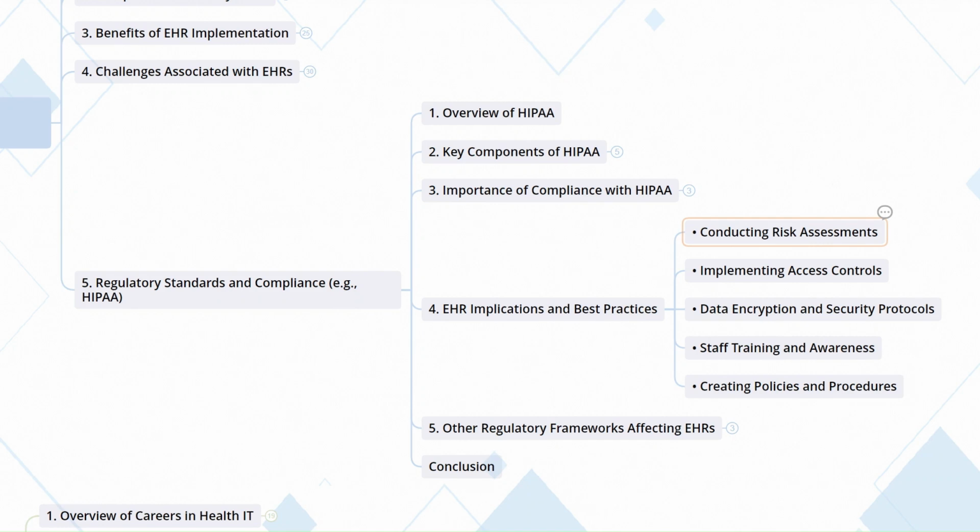Regular risk assessments should be performed to identify vulnerabilities in EHR systems and processes. Organizations must address identified risks through appropriate security measures and physical safeguards. Implementing access controls. Organizations should establish tiered access controls to restrict EPHI access based on employee roles and responsibilities. This ensures that only authorized personnel can view or edit sensitive patient information.